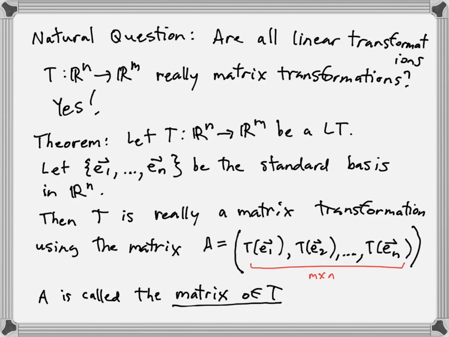So this is extremely important. What we're saying is that every linear transformation from Rn to Rm is really a matrix transformation. And to find the matrix of the transformation, you just have to apply T to the standard basis and make them all columns of your matrix. Okay, and that is how you do that. So let's do an example here. This will be our last example of the section.